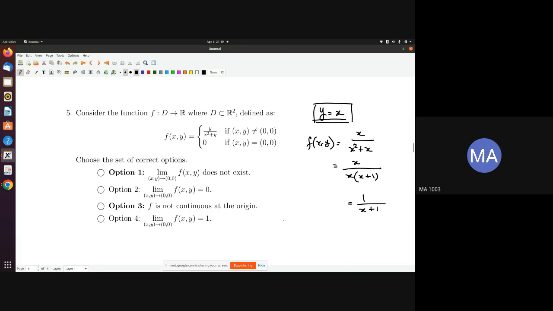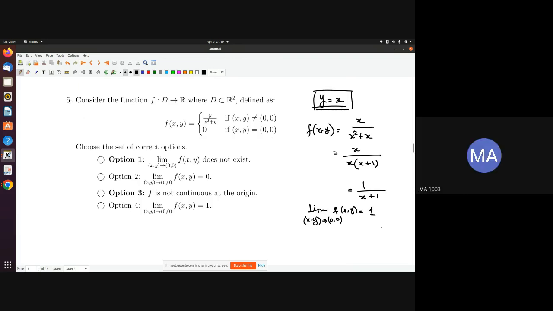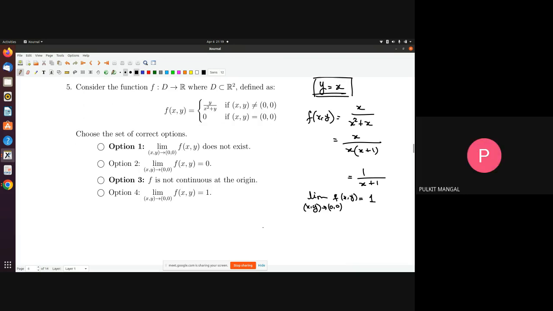Now if I am approaching 0, my function is giving me 1 upon 1. So for this path, I am getting 1.